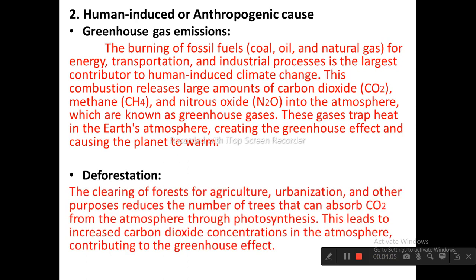Next one is deforestation. The clearing of forests for agriculture, urbanization, and other purposes reduces the number of trees that can absorb carbon dioxide from the atmosphere through photosynthesis. This leads to the increased carbon dioxide concentration in the atmosphere, contributing to the greenhouse effect.